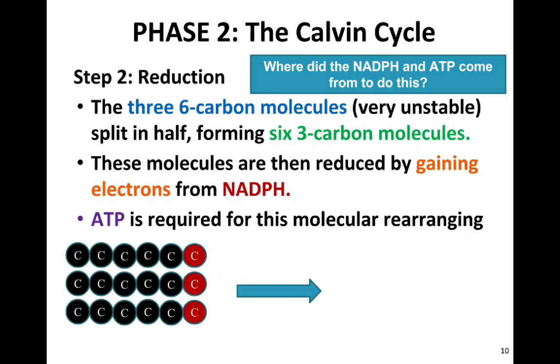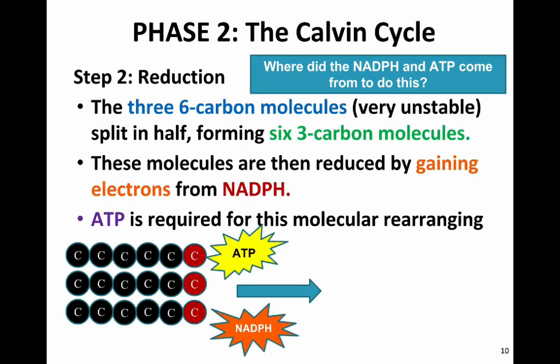The next step is called the reduction phase. And in the reduction phase, we take these 3 6-carbon molecules that are very unstable, and we split them in half. And by splitting them in half, we're actually forming 6 3-carbon molecules. And what's going on is a reduction, gaining electrons from the NADPH. So the NADPH is being oxidized to become NADP+, and in that oxidation reaction, the electrons that are being lost by the NADPH are actually being donated to the 6-carbon molecules. And then the 6-carbon molecules are additionally being phosphorylated by the ATP that we've produced in the light reaction.